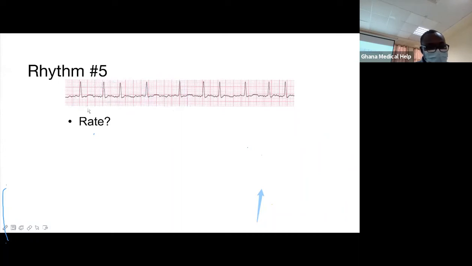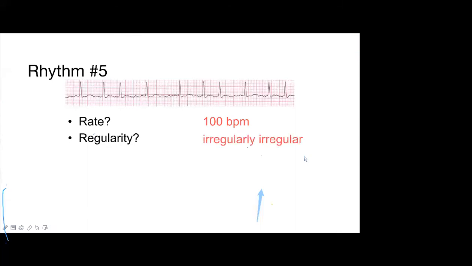Neither will you agree with me who said 100, because this is not the same as that. The reason for this is that it should point out to us that if the rate is irregular, you need to use the 6-second or the 10-second rule and appropriately multiply by whatever you get. So the 100 beats per minute is very right. Regularity, I think we have already answered this, so we'll move on. It's irregularly irregular, sorry.